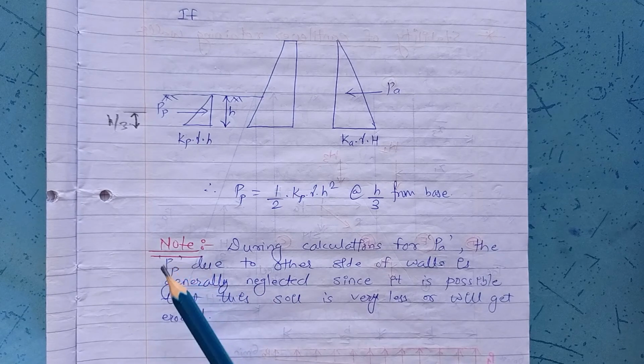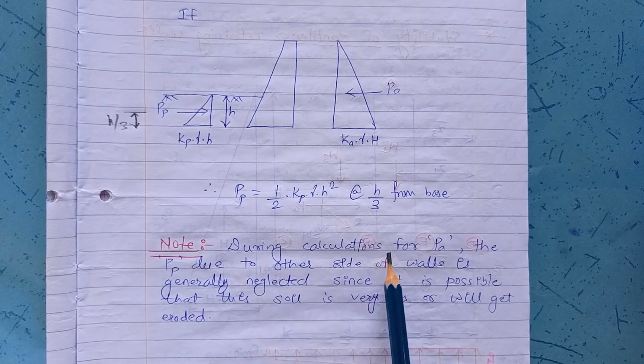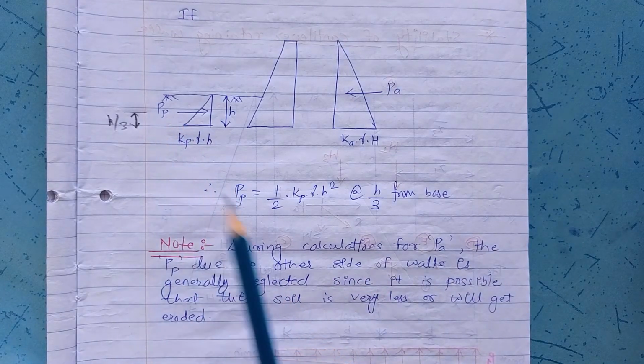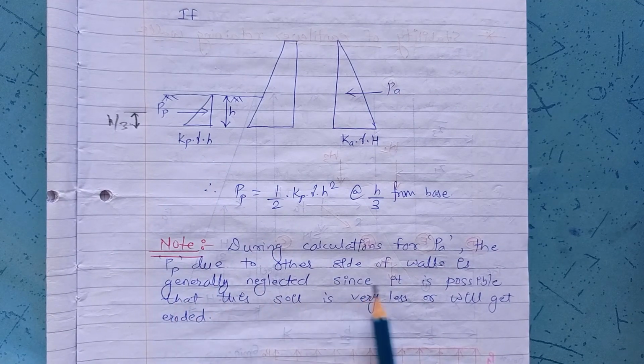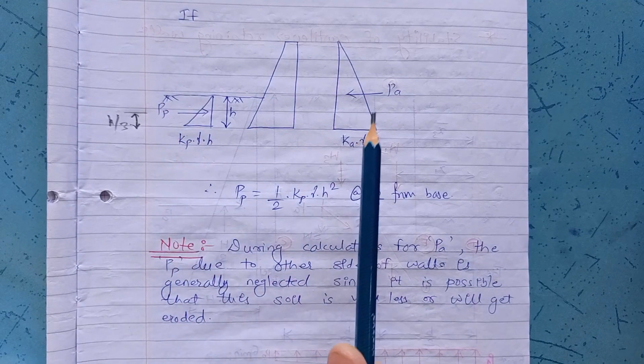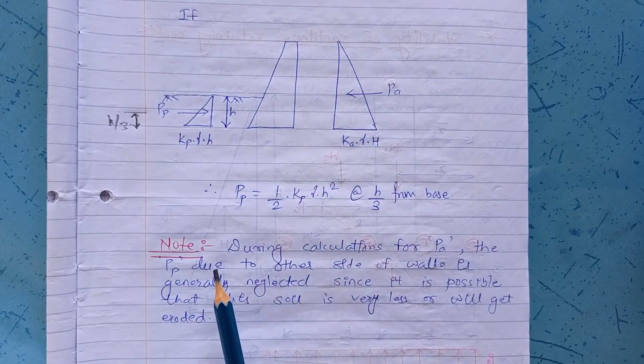And this note is to be kept in mind that during calculations for Pa, the Pp due to the other side of the wall is generally neglected because the value of this Pp is very small. It is generally neglected since it is possible that this soil is very less or will get eroded by the passage of time. Or if any soil is available, this Pp value will be very less as compared to Pa, hence generally it is neglected during the calculations.